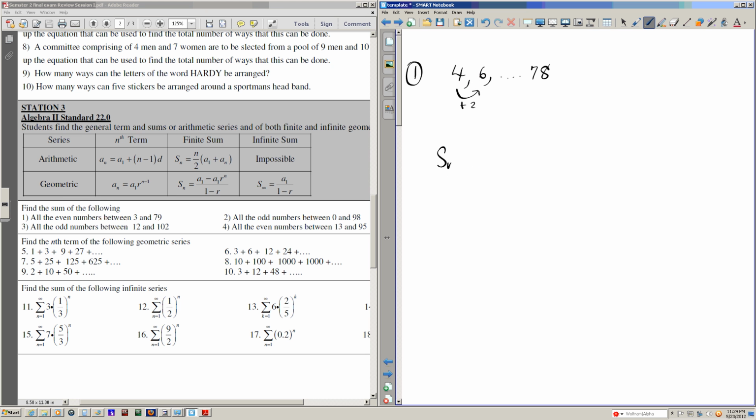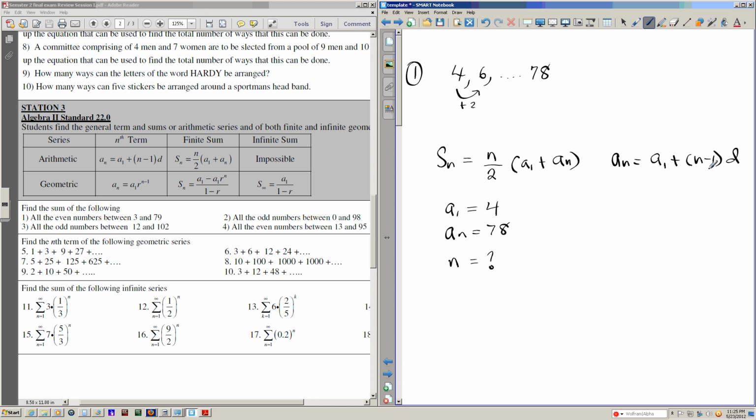So we're going to use the sum formula Sn equals n over 2 times (a1 plus an). Okay? So let's see what we have. The first term a1 is 4. The last term an is 78. How many even numbers are there from 4 to 78? I have no idea, so let's figure this out. So we're going to call on the other formula to help us out. The other formula for arithmetic, which is the nth term, an equals a1 plus (n minus 1)d.